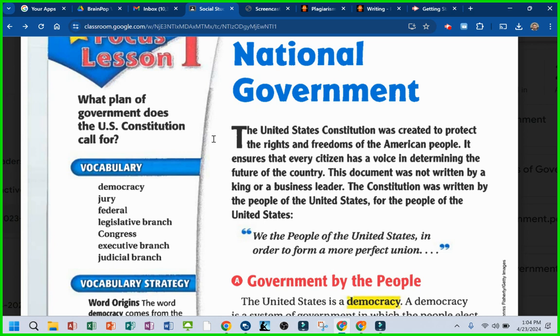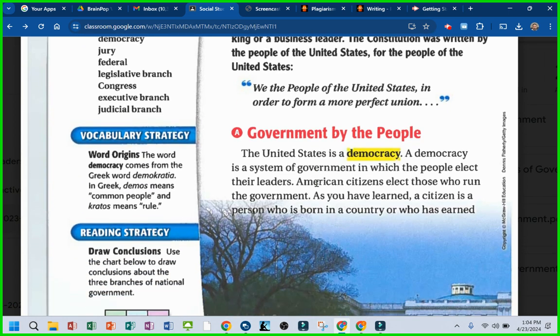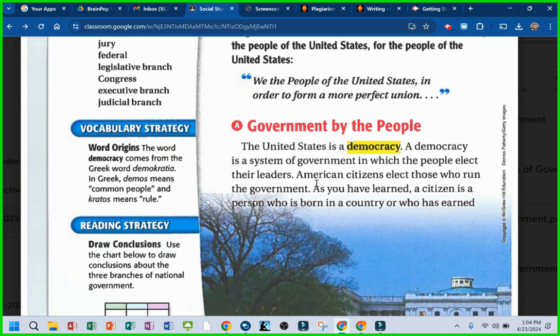This document was not written by a king or a business leader. The Constitution was written by people of the United States for the people of the United States, right? We, the people of the United States, in order to form a more perfect union. That's how the Constitution starts. Pretty good way to start, isn't it? Government by the people, not a king, not a group, but by us, right? So really when you say the government, you're referring to yourself.